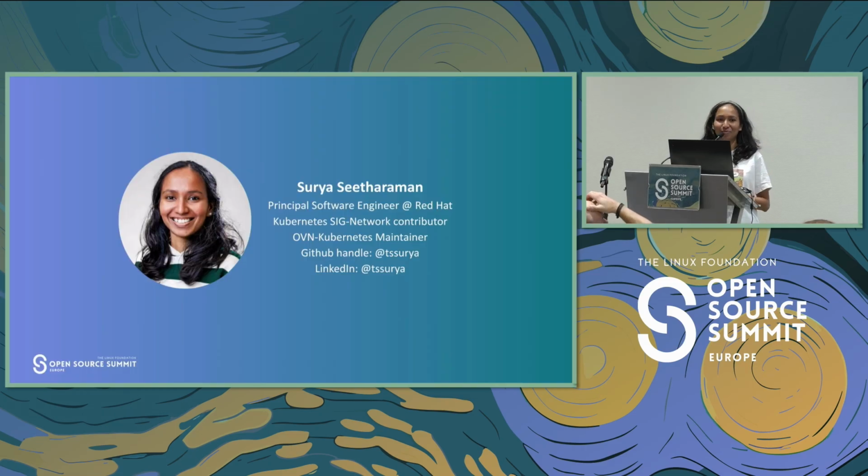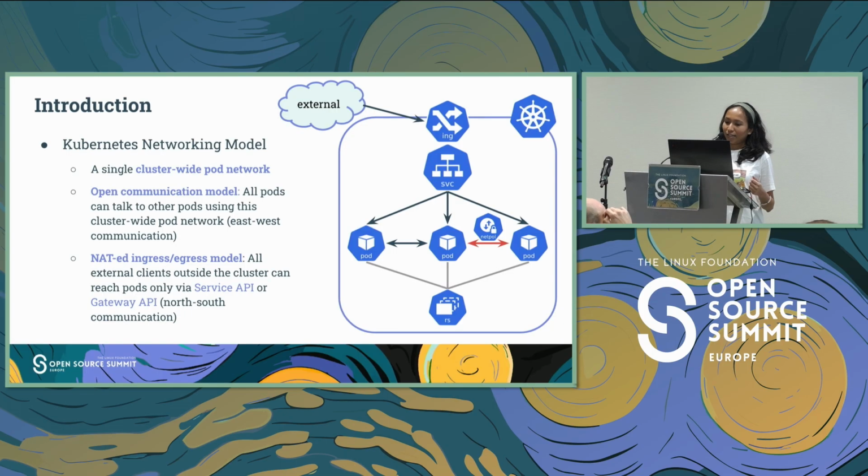A little introduction about myself. I'm Surya. I'm an engineer working at Red Hat on OpenShift networking. OpenShift is the productized version of Kubernetes in Red Hat. I'm also a contributor to the special interest group networking in Kubernetes upstream. I'm also an OVN-Kubernetes maintainer. You'll be hearing a lot of the OVN-Kubernetes project here during my talk. And this is one of the network plugins that helps you get networking for your workloads in Kubernetes. And let's get started with the talk.